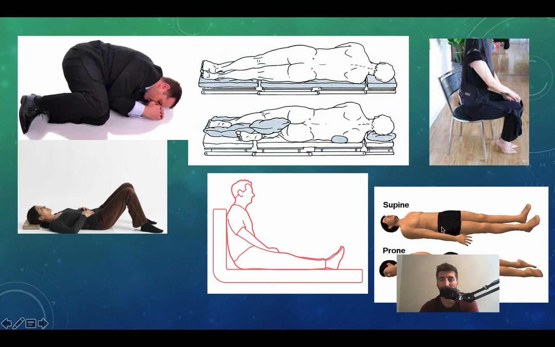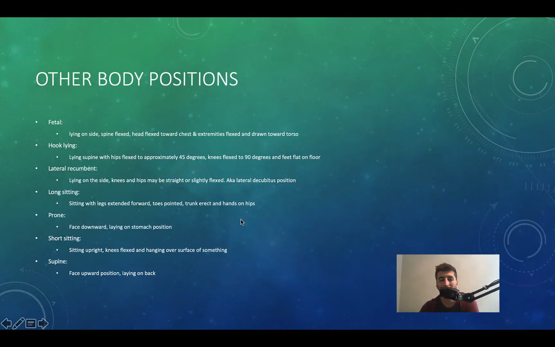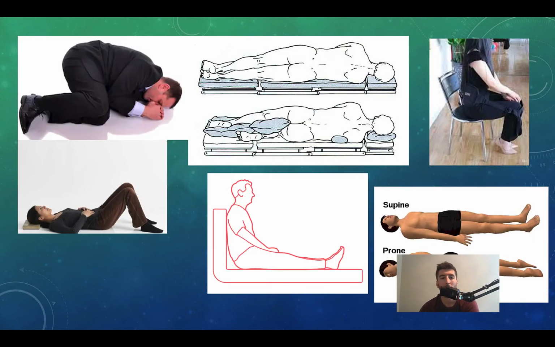And then this position up here in the top right is going to be the short sit position because the legs are in a short position. The definition of the short sit position is sitting upright with knees flexed and hanging over the surface of something. So short sitting in a seat, right? You're sitting in a chair, essentially. You're hanging your legs off of something, whereas in long sitting, your legs are long. In the hook lying position, you can kind of think that they look like a fishing hook, if you will.